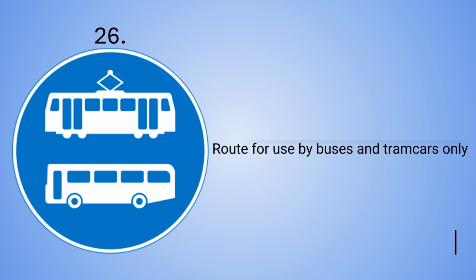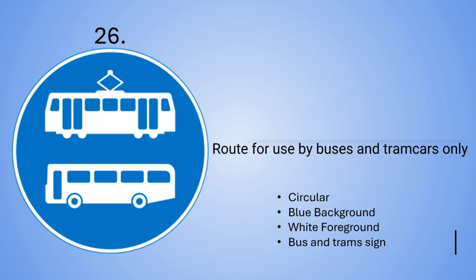Sign number 26 means route for use by buses and tram cars only. This sign is also circular in shape on a blue background with a white foreground, and it's a bus and trams sign. Again, we can see here which vehicles are allowed. So this route is clearly for trams. The tram symbol is on top, and then underneath that you have the bus symbol as well.